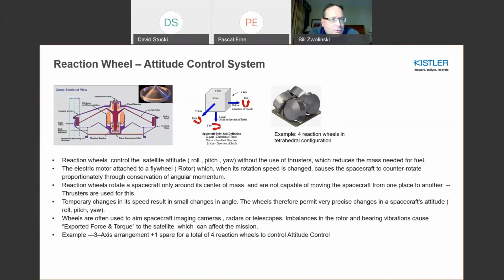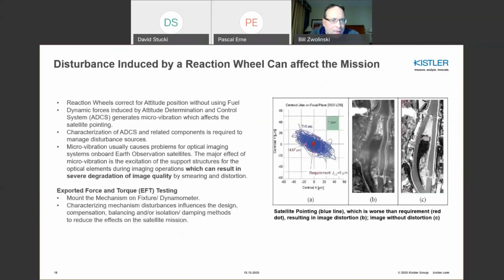Because the reaction wheel has an electric motor and a rotor, it's a rotating mechanism, and it's going to have a jitter associated with it based upon the balance of this rotor as it spins at various rotational speeds. So a lot of times people are trying to understand and characterize how that operates as a function of rotational speed over frequency. When the attitude control system has such a jitter, you can get blurring of an image. You have a different pointing. The pointing of the satellite can be adversely affected.